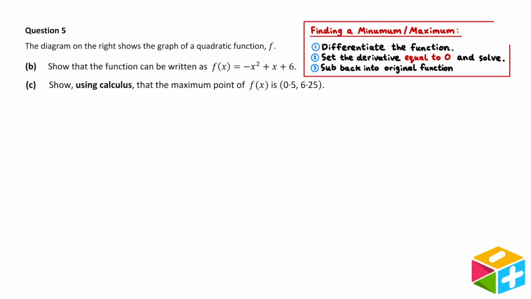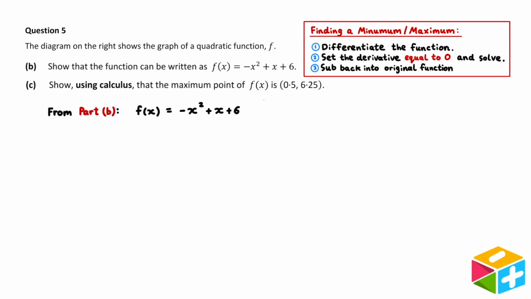Finding the minimum or maximum point of a function involves a few steps. First, we differentiate the function. Then, we set the derivative equal to 0 and solve. And finally, we'll sub back into the original function.